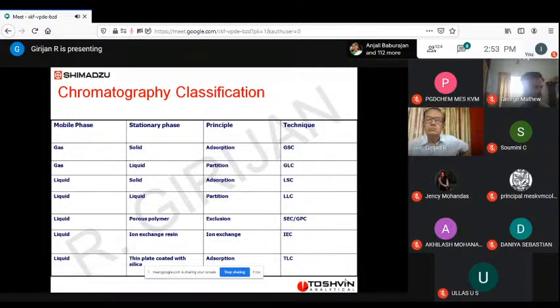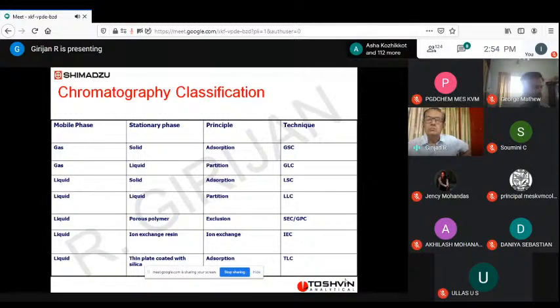Then the last one, I think students must be knowing this. We are going to use a mobile phase as a liquid, and the stationary phase is a thin plate, maybe an aluminum plate or a glass plate coated with a uniform layer of silica. Silica, everyone knows, is an adsorbent material, and the principle of separation is adsorption. The technique is known as TLC, thin layer chromatography.